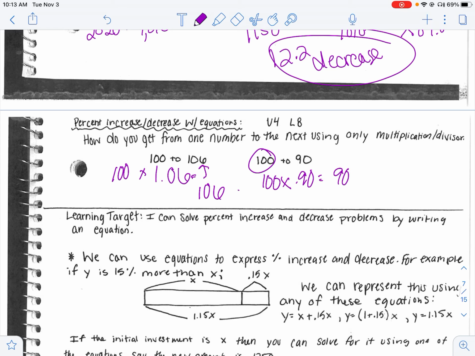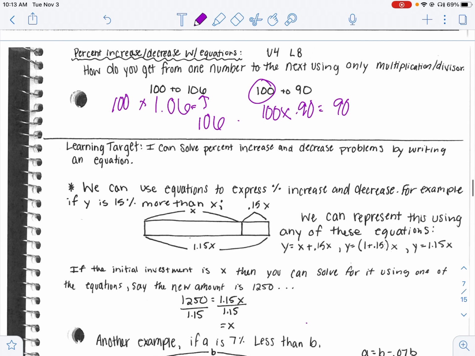Okay, your learning target for today is I can solve percent increase and decrease problems by writing an equation. If we use equations to express percent increase and decrease, for example, y is 15% more than x, we can represent this using any of these equations. y equals 0.15x plus x, y equals 1 plus 0.15 times x, and y equals 1.15x. These are all usable equations.